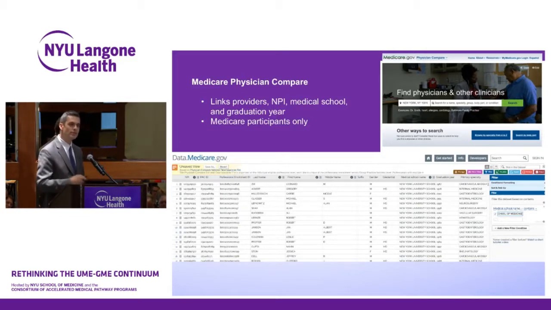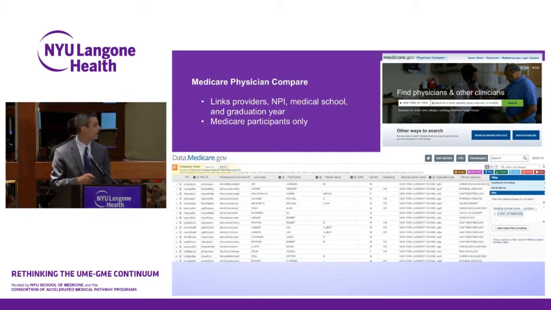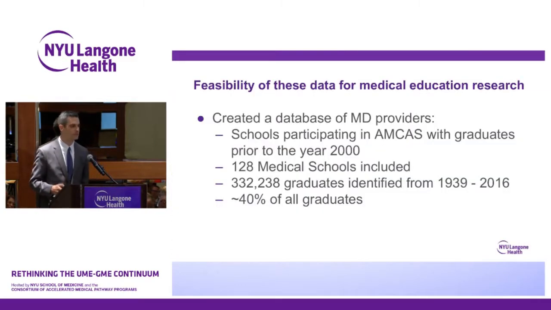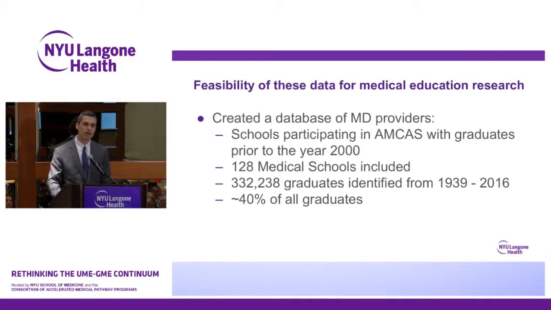So as an experiment, we took this Medicare Physician Compare database and tried to understand how much we could tell about our medical school and all medical schools as a whole. We used some informatics trickery, and we tried to really understand and extract how we could attach graduates to individual medical schools. We decided to stick with schools that were in AMCAS who had graduates prior to the year 2000, which was 128 medical schools.